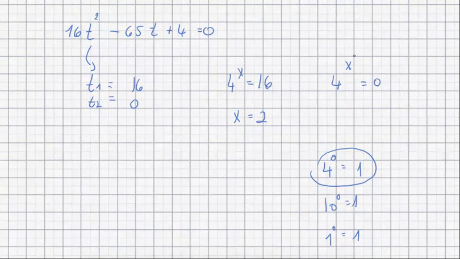Oh, so there is no solution. Yes, you are right, no solution. If you have a number, there is nothing you can put in the exponent that will make it 0. Okay. All right.